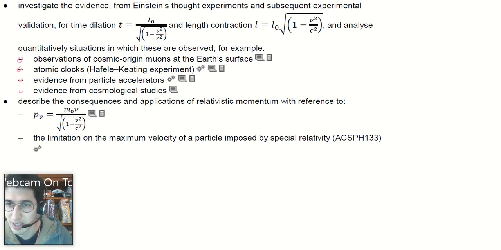The first example here is the observations of cosmic origin muons at the Earth's surface. So muons are a type of particle. When we create them in our own particle accelerators, they have an average lifespan of about 2.2 microseconds before they decay. 2.2 microseconds is very, very short.